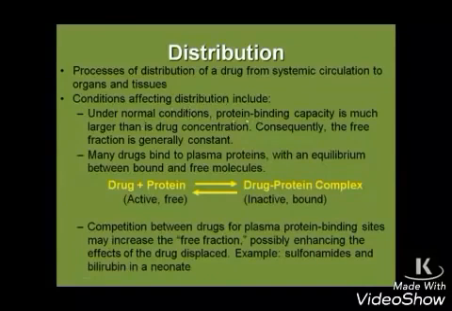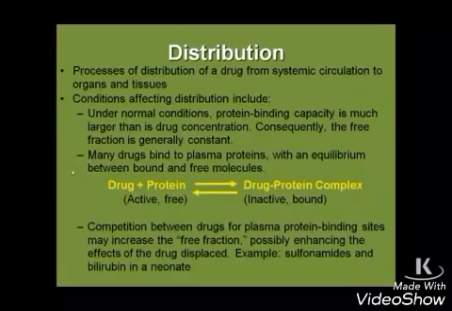The conditions that affect distribution. Well, under normal conditions, protein binding capacity is much larger than the drug concentration. Therefore, the free fraction of the drug is generally constant. Of course, many drugs bind to plasma proteins, and you might imagine that's simply because drugs are designed to be lipid soluble, and therefore they need a carrier in the blood.